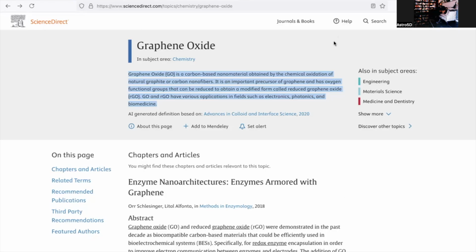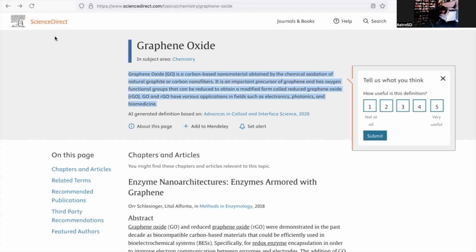All right, so graphene oxide from Science Direct. Graphene oxide is a carbon based nanomaterial obtained by the chemical oxidation of natural graphite or carbon nanofibers. It is an important precursor of graphene and has oxygen functional groups that can be reduced to obtain a modified form called reduced graphene oxide. Graphene oxide and reduced graphene oxide have various applications in fields such as electronics, photonics, and biomedicine. Keep that in mind as we move along.